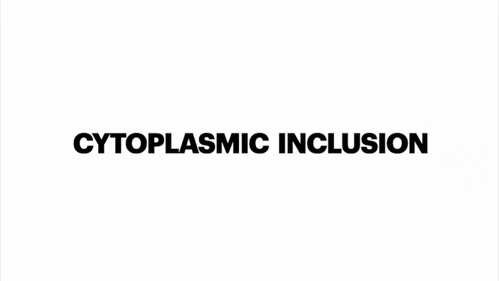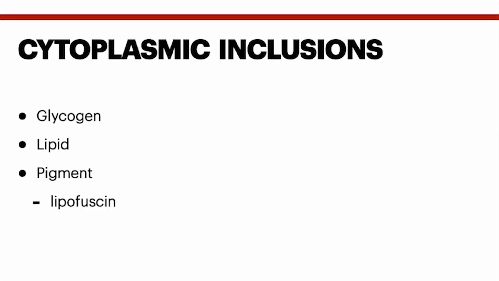Inclusion bodies are diverse intracellular non-living substances that are not bound by a membrane. There are different kinds of cytoplasmic inclusions. This includes stored nutrients, secretory products, and pigment granules.